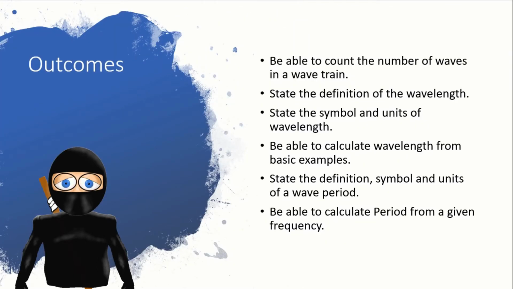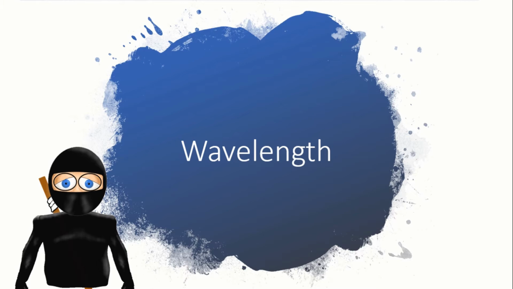By the end of this video you should be able to count the number of waves in a wave train. You should be able to state the definition of a wavelength, and state the symbol and units of wavelength. Be able to calculate the wavelength from basic examples. State the definition, symbols and units of a wave period. And finally, be able to calculate the period if you know the frequency. So in the first half of this video I'll be discussing the wavelength.